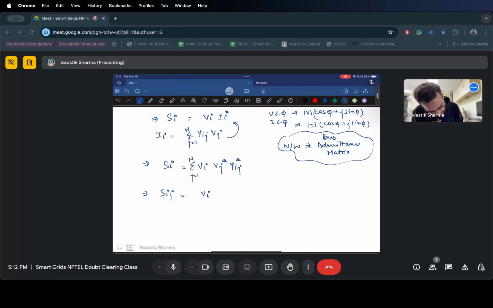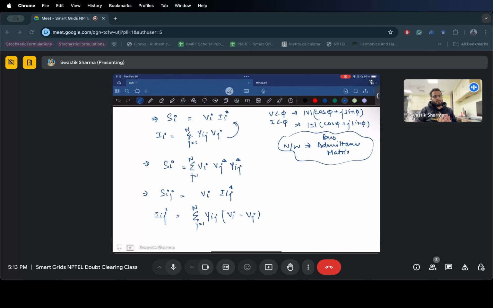Vi Iij complex, and Iij complex is nothing but summation of j equals 1 to n Yij times Vi minus Vj, right? Sorry, this would be Vi minus Vj.